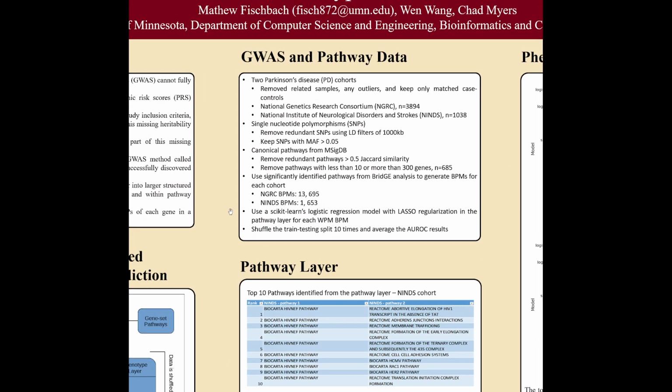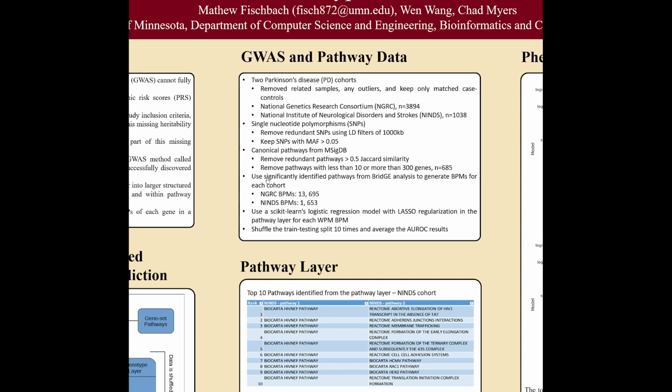The data that we are using are two Parkinson's disease cohorts, but today we'll just be talking about the National Institute of Neurological Disorders and Stroke, the NINDS cohort. We are using canonical pathways from the Molecular Signatures Database, and after our pathway filtering, we are left with 685 pathways, which then corresponds to being able to have 685 WPMs within pathways.